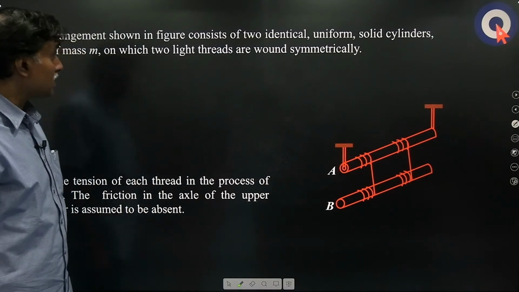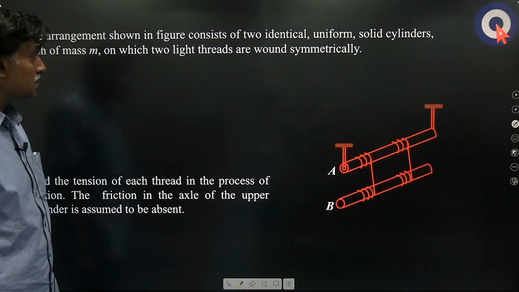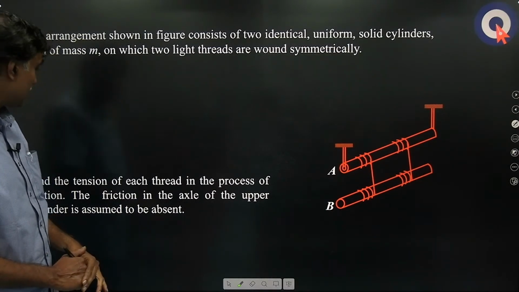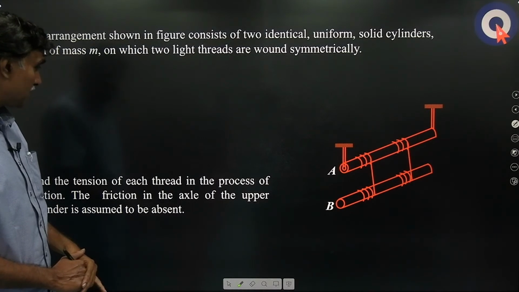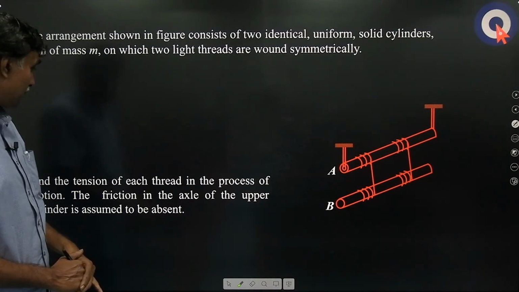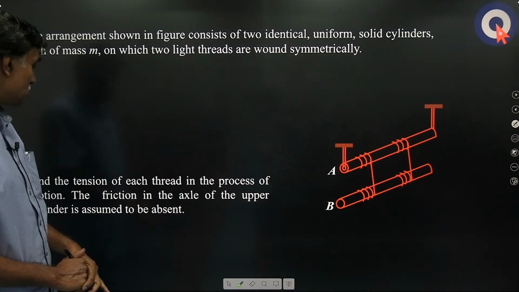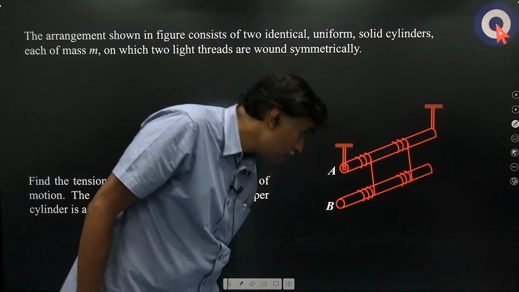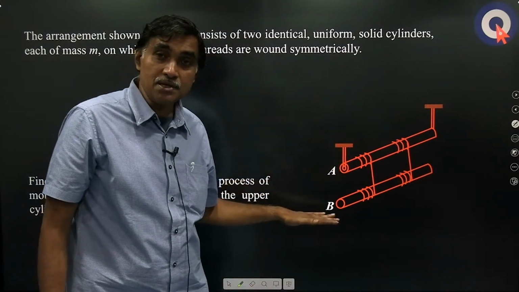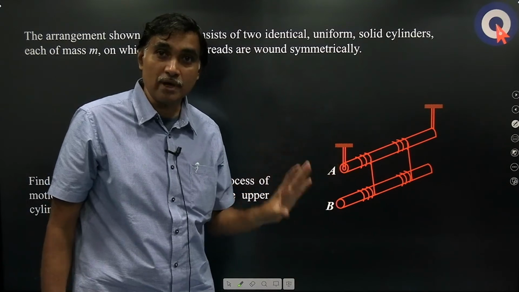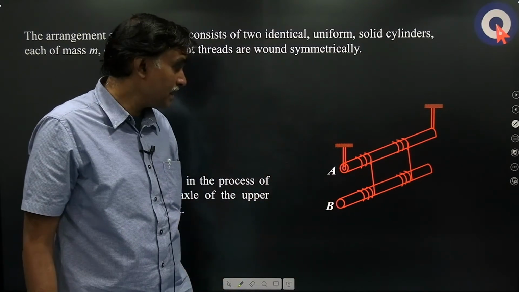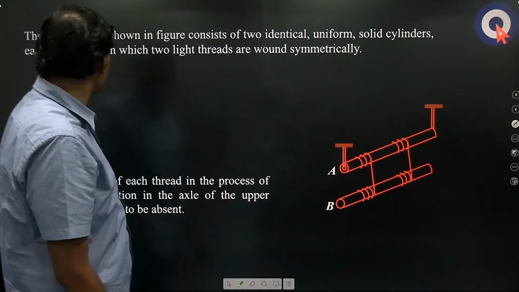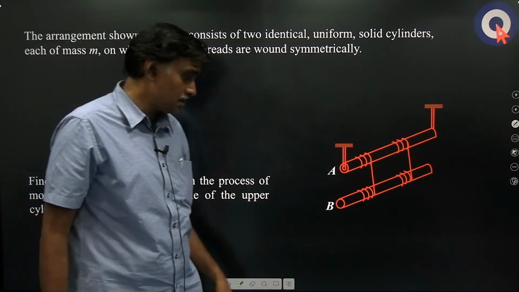The arrangement shown in the figure consists of two identical uniform solid cylinders, each of mass small m, on which two light threads are wound symmetrically. Find the tension of each thread in the process of motion. The friction in the axle of the upper cylinder is assumed to be absent, and they are moving in such a way that the string is unwinding everywhere. That's what they should give actually. Both cylinders have the same mass. This is a problem from Irodov.